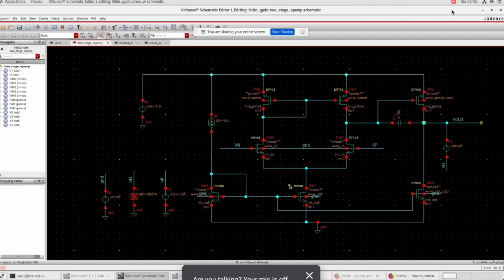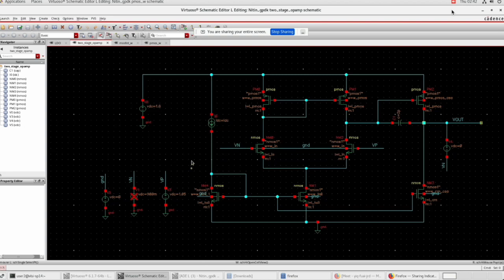My name is Nitin Srinivas, and in this video I am going to explain the design of a two-stage OPAMP with Miller compensation and the design of an LDO. So first, let us look at the design of a two-stage OPAMP with Miller compensation.